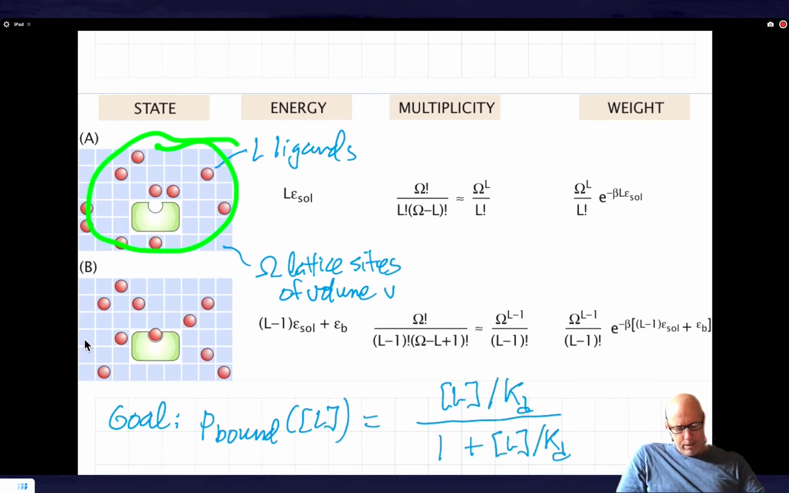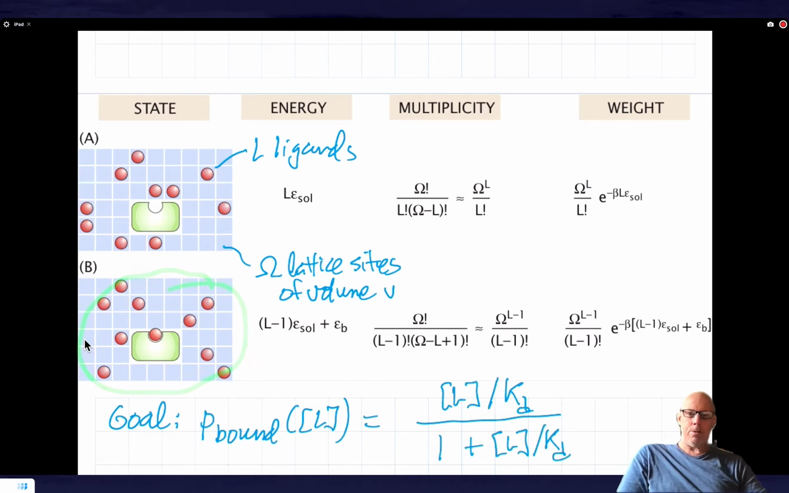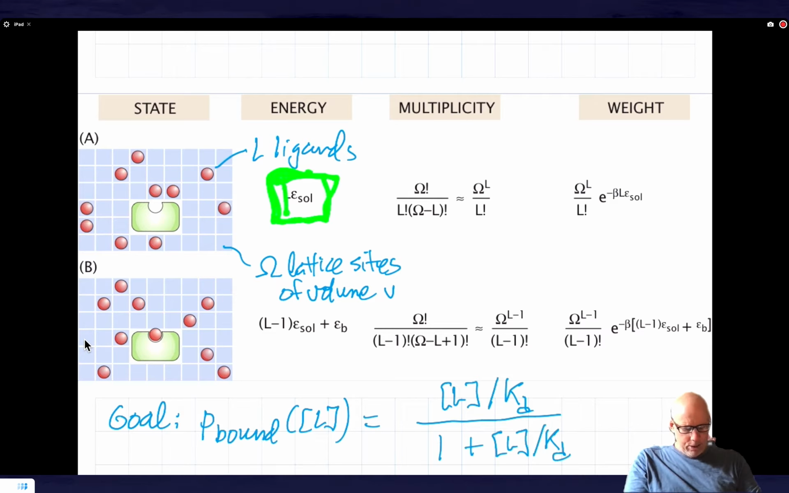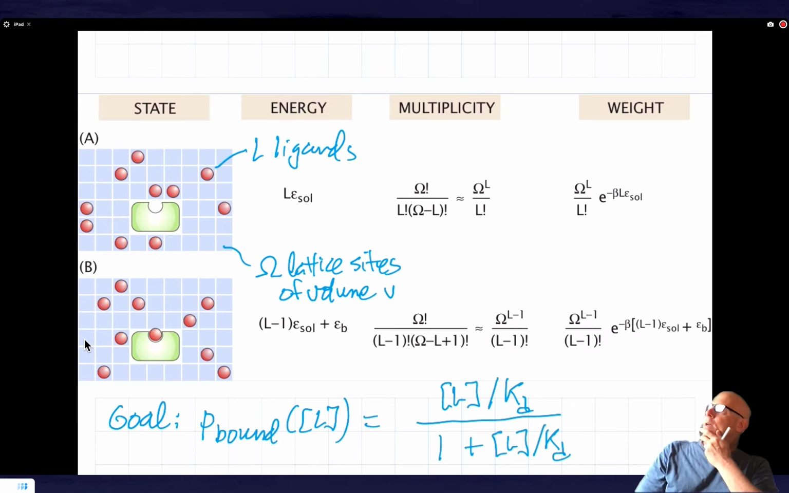I have the set of states in which the receptor is empty and the set of states in which the receptor is occupied. All of the states in which the receptor is empty have the same energy. What is that energy? It's L times the energy of a given ligand when it's sitting in solution. In other words, I'm saying that every molecule, when it's deposited in solution, has an energy which I'm going to call epsilon solution.